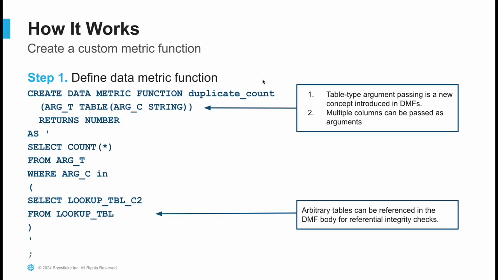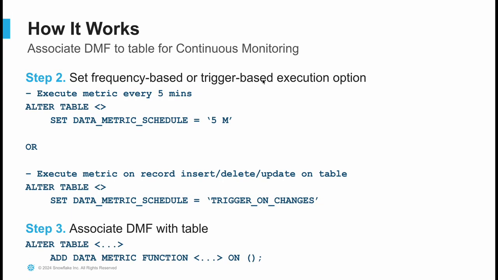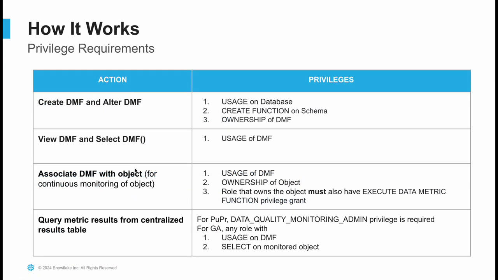So first we would set up our data metric function. I'm going to show you an example of this, and that quick start walks you through how you set these up as well. And then basically you set your frequency, you associate with a table. You can see some of the code here. We're going to walk through that. And then this is just finally how you would set up the privileges to make sure someone can walk through and do the things that we're going to do in the quick start today.